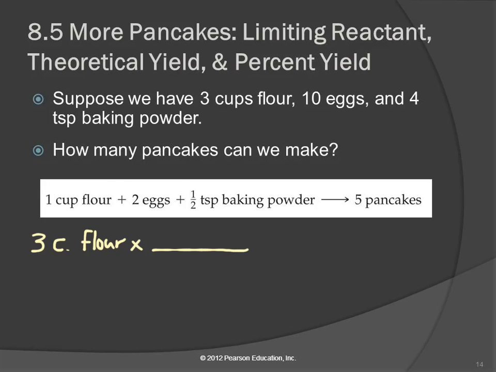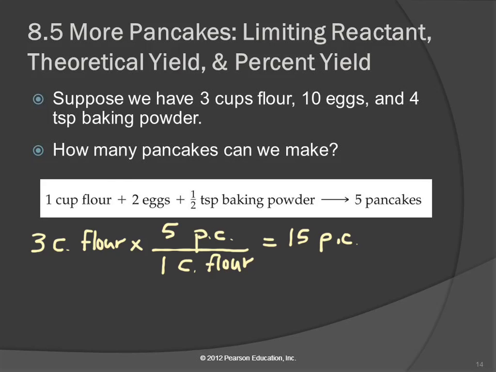We want to know how many pancakes. I'm going to call pancakes PC because I'm tired of writing pancake. And we're going to divide by cups of flour. We can make 5 pancakes for every 1 cup of flour. So that means if we have 3 cups of flour, we could make 15 pancakes.